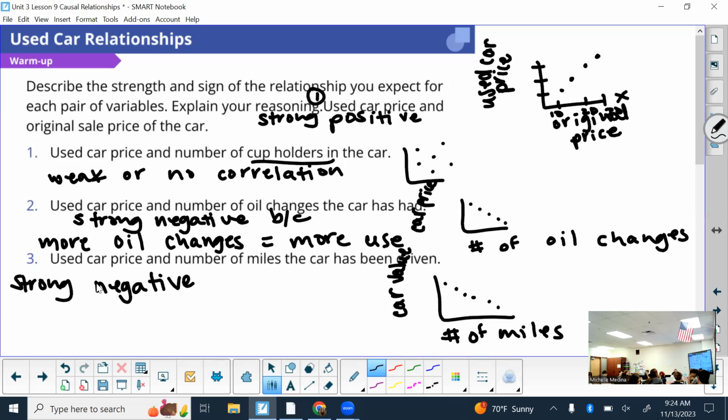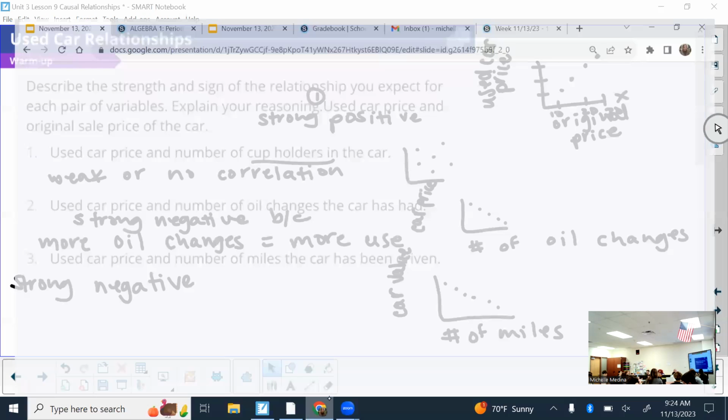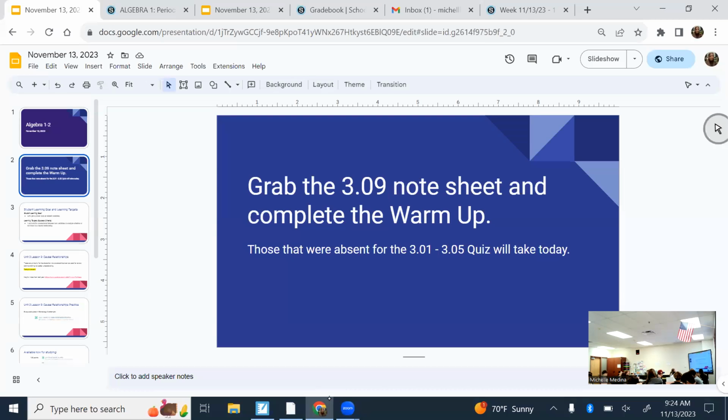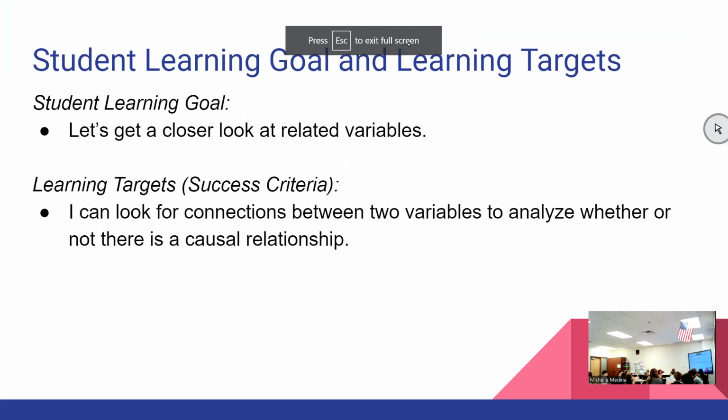All right. Now that's all about correlation, relationship, association, whatever word you want to use. That's seeing how close two things are to having a relationship to each other. Today's lesson, which let me pull up the slide, is about what we call causal relationships, meaning cause and effect. So today we are going to look for connections between two variables and analyze whether or not there is a causal relationship. So, again, causation, cause and effect, saying that this for sure caused that.